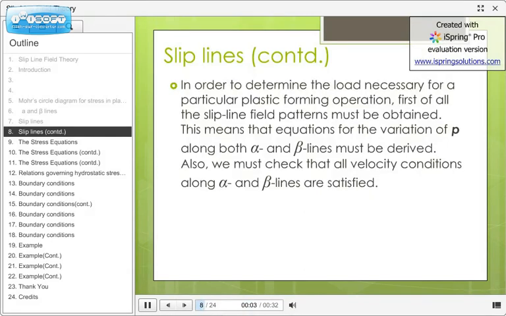Now we look at the load necessary for a particular plastic forming operation. In order to determine the load necessary for a particular plastic forming operation, first of all, the slip line field patterns must be obtained. This means that the equations for the variation of P along both the alpha and beta lines must be derived. Also, we must check that all velocity conditions along alpha and beta lines are satisfied. Here we require the magnitude of P, that is the hydrostatic pressure, and the direction of K, that is the pure shear strength, to determine the load necessary.